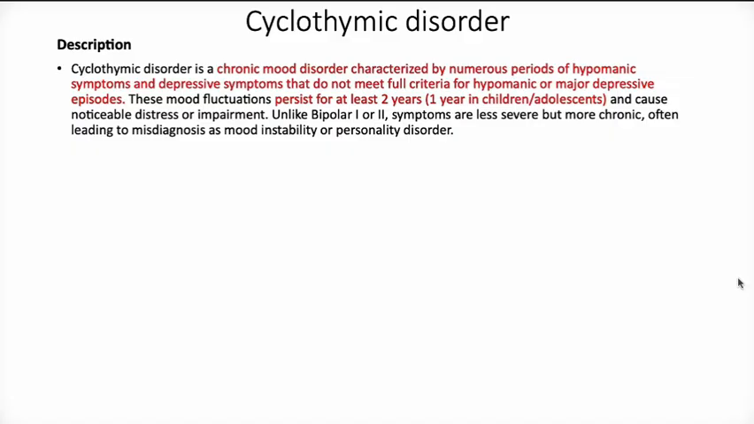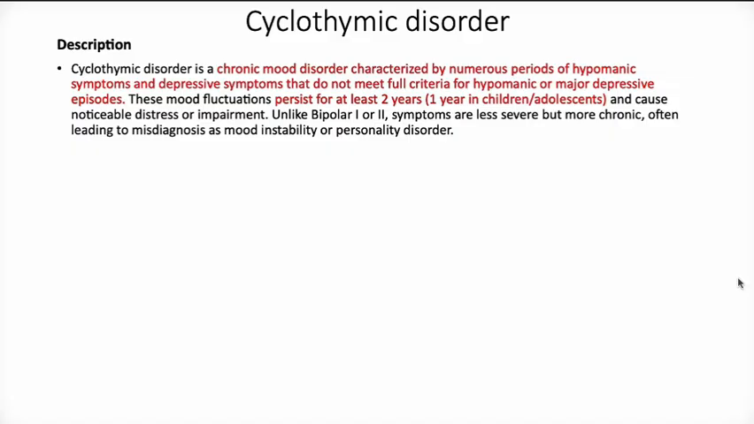That's one of the biggest differentiators from major depressive disorder and bipolar 2 disorder, is that in this disorder, the people will never have the full hypomanic symptoms or full depressive symptoms. A key factor to differentiate it from other disorders is that these mood fluctuations are going to be chronic and lasting for greater than 2 years. And if the question stem talks about children or adolescents, in their cases, it only needs to be over 1 year. Cause noticeable distress or impairment.